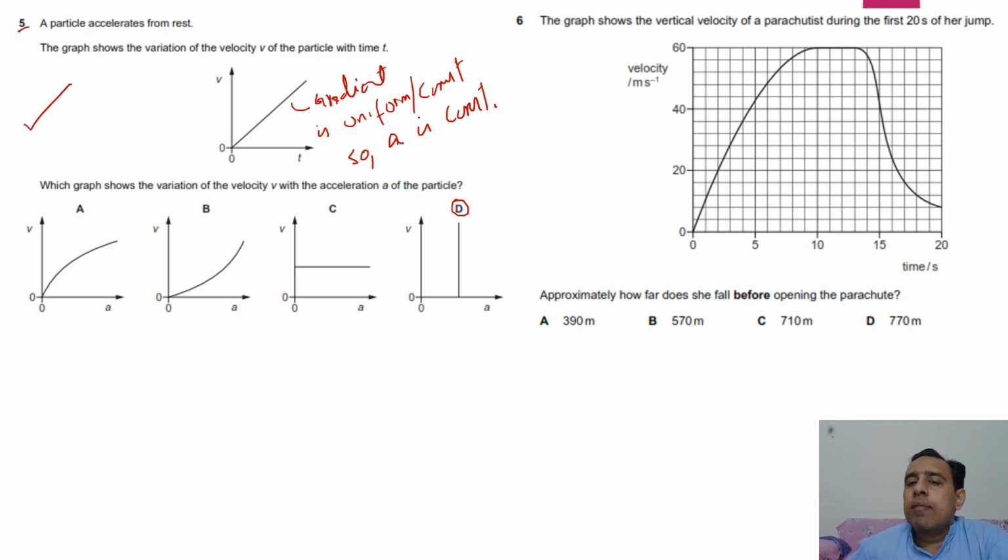Here in this question, the parachutist is going to jump for 120 seconds. The velocity-time graph is shown. Approximately how far does she fall before opening the parachute? So here, this is the point where she opens the parachute. From this starting point, initially the velocity was 0, and the velocity is increasing at a decreasing rate, and at this point the velocity becomes constant, the terminal velocity. Then at this point the parachute is opened. So this distance is in fact required.